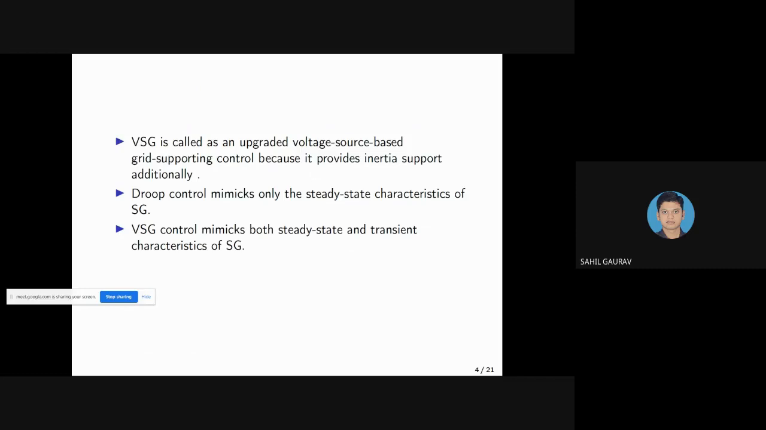So our topic is virtual synchronous generator, and in continuation of that differentiation between control methods, virtual synchronous generator is called an upgraded voltage source based grid supporting control because it provides inertia support additionally. It has all the properties of voltage source based grid supporting control. Additionally, it also provides inertia. As we know, droop control mimics only the steady state characteristic of synchronous generators, but the virtual synchronous generator control mimics both steady state and transient characteristics of a synchronous generator.